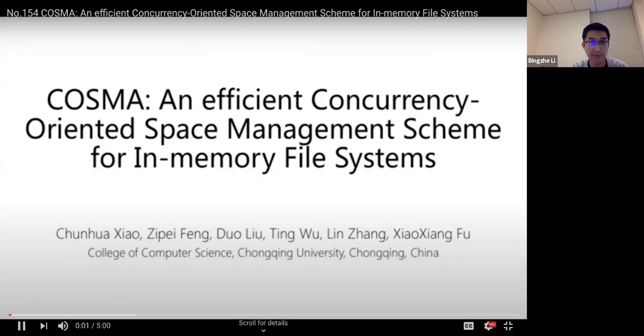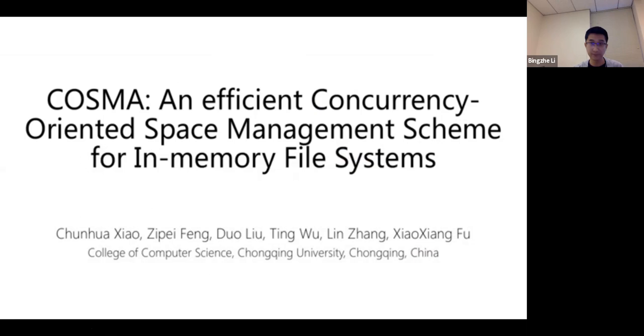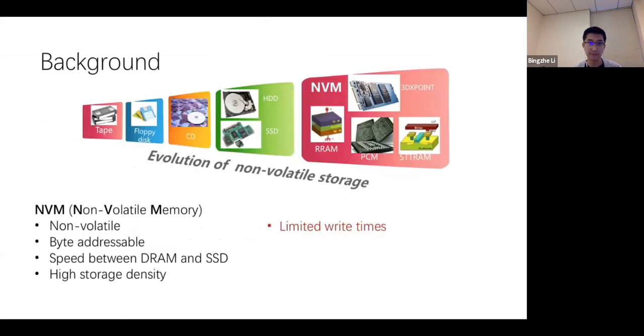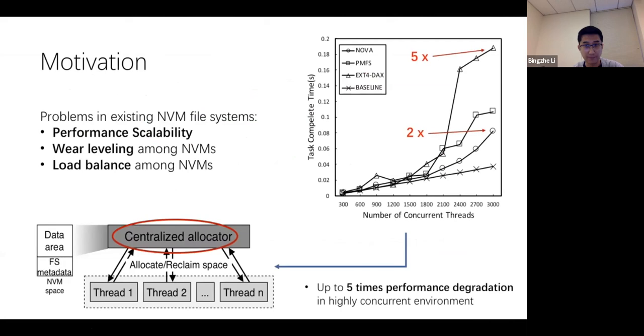Hi, here's our work, COSMA, an efficient concurrency-oriented space management scheme for in-memory file systems. Emerging byte-addressable non-volatile memory, such as PCM and Intel 3D XPoint, has the advantages of being fast, cheap, and persistent, and is considered the next generation of persistent memory. However, it has limited write times. There are many file systems designed for NVM, such as PMFS and NOVA, but they have some problems.